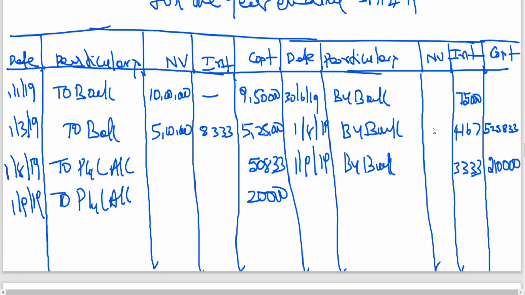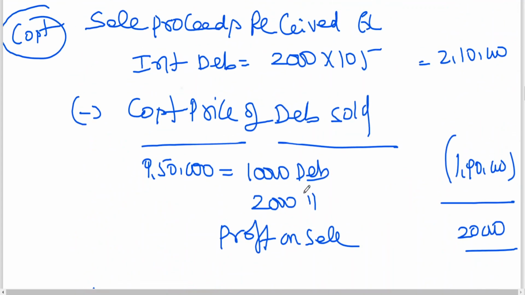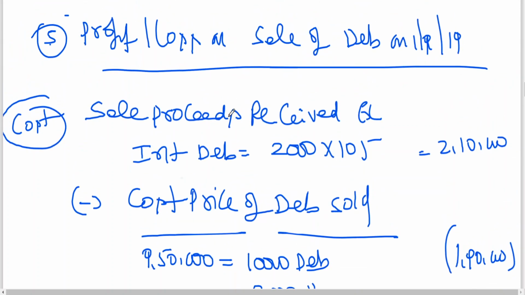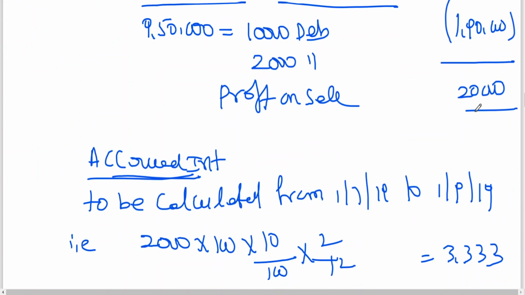Now, here you should write nominal value, no? 5,000 was sold, no? 2,000 was sold. That means 2 lakhs. You can see what is the value of debentures sold. 2,000 debentures. So 2,000 nominal value 100. 2,000 into 100, 2 lakhs. I think you are following this, all of you. I repeat once again. Sale proceeds is 2,10,000. Cost price is 1,90,000. Profit on sale 20,000.